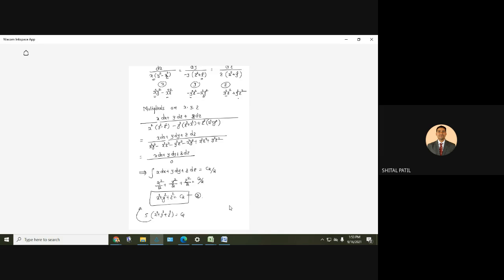Okay. Getting? Understood? Usually x, y, z, 1 upon x, 1 upon y, 1 upon z, then x square, y square, z square with some sign, maybe plus or minus sign. Usually all the examples are like this. Okay?